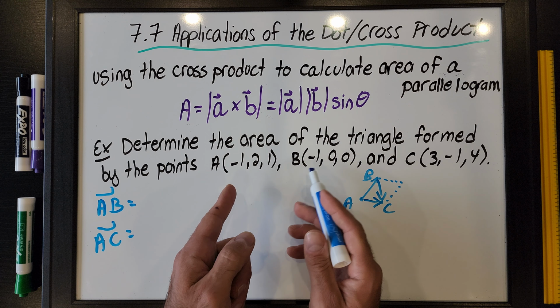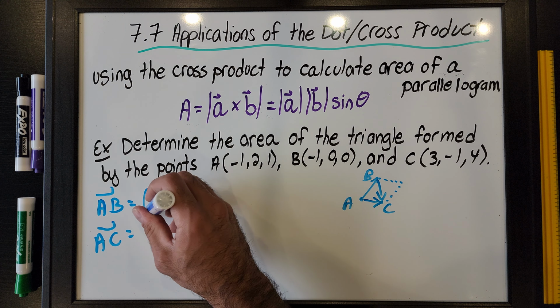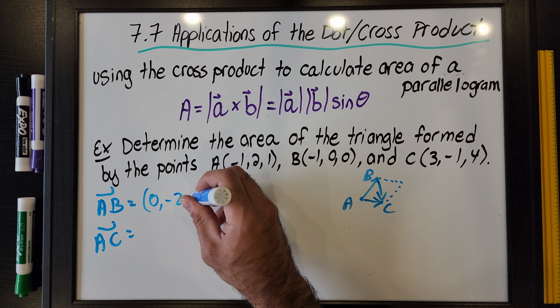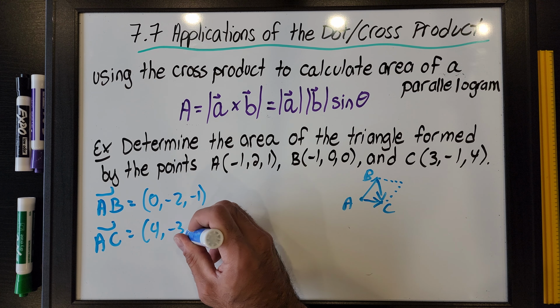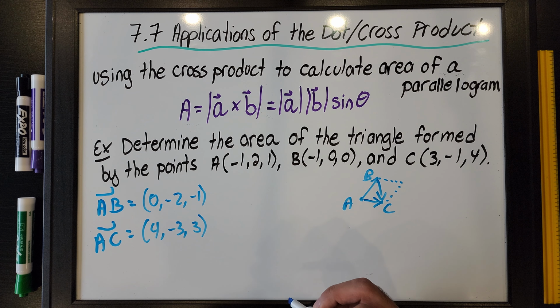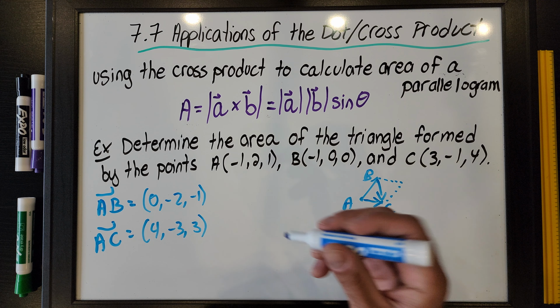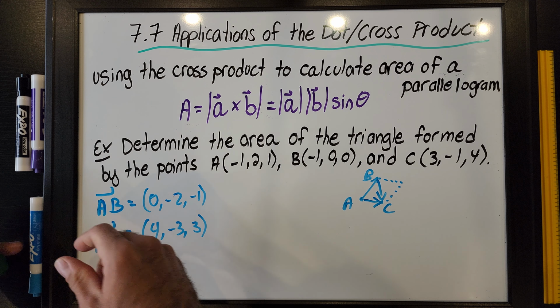I can find AB pretty easily by subtracting. We know how to do that. And I can find AC doing the same. That's no big deal. Don't really have to show work there if you don't want to. And now I can apply the cross product. Let's change it up.